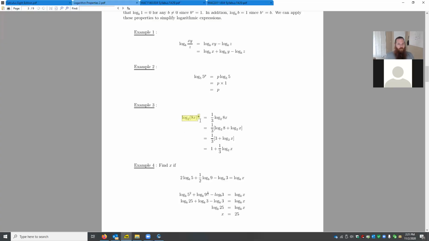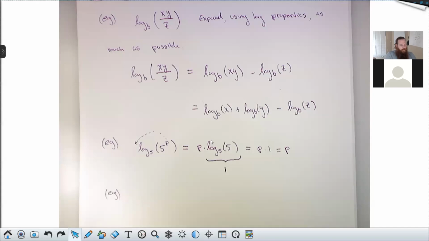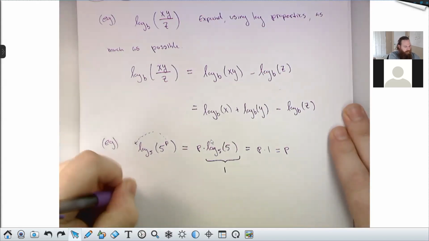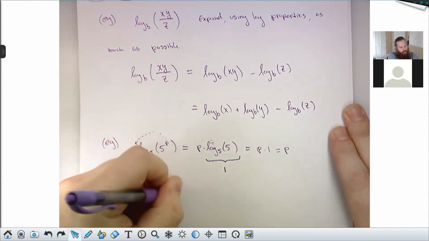Okay, so I've got here the base 2 log of 8x to the 1/2. Same sort of thing. Let's expand and simplify.